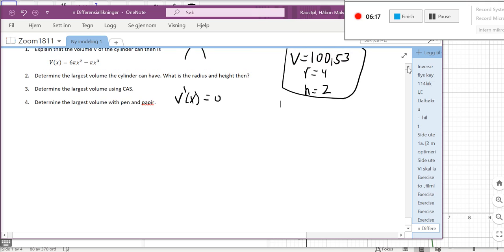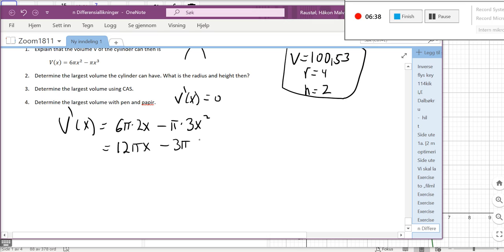Then we have to, first of all, find the derivative of this function. And then I keep the constant 6 pi. And then I differentiate x to the power of 2, which is 2x. Then I keep the constant pi and differentiate x to the power of 3, which is 3x squared. And I can write this as 12 pi x minus 3 pi x squared. And then, of course, I have to put the derivative equal to 0. Like this.